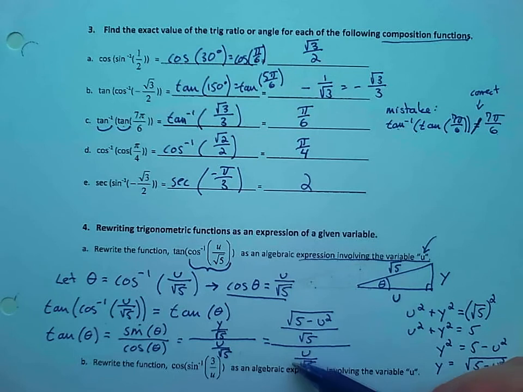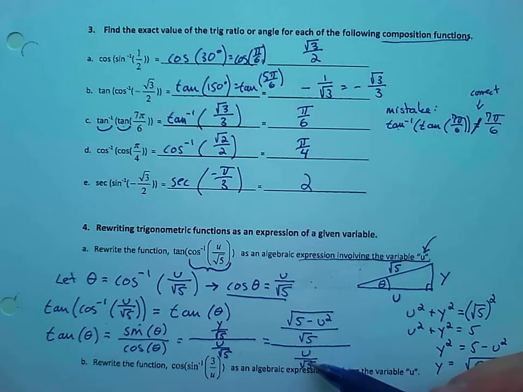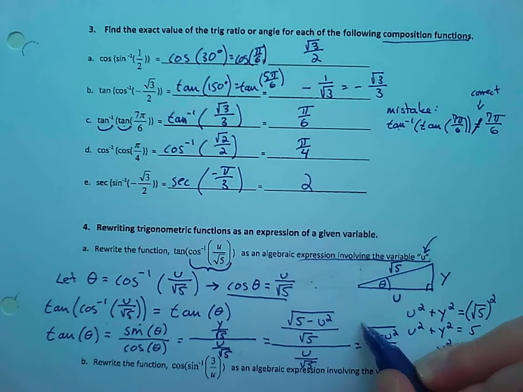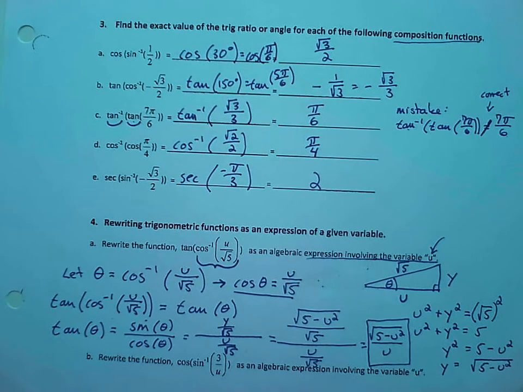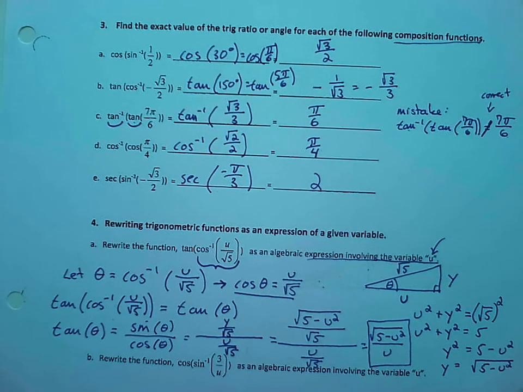So now technically we have an expression that is just in terms of our variable u. We don't have any other variables in it. We can definitely still simplify this, since both of these things are divided by the square root of 5. So let me simplify that. We can write this as the square root of 5 minus u squared divided by u. And now we have our expression. So therefore, we can write this as just being the square root of 5 minus u squared divided by u.